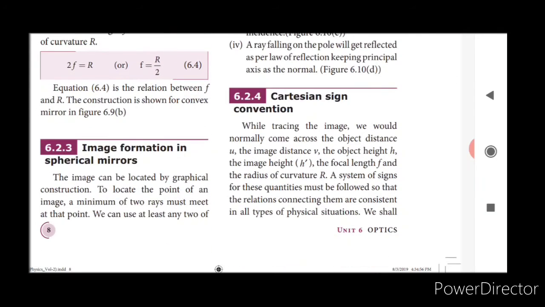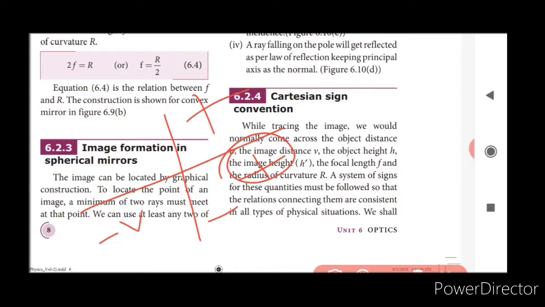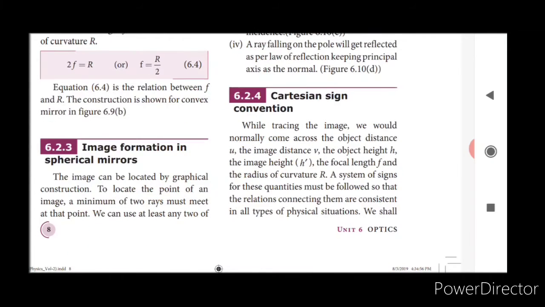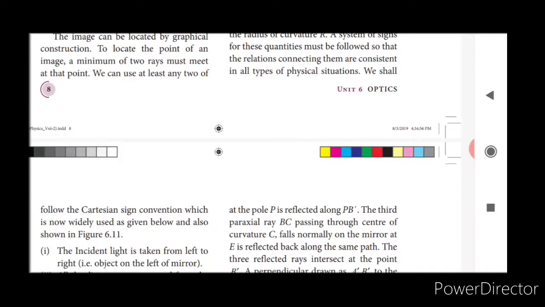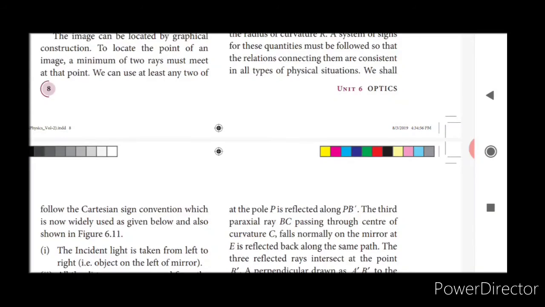Now we have to take the Cartesian sign convention. What is the Cartesian sign convention? You have to take the x-axis and y-axis. This one is the positive y-axis, this one the negative y-axis, this one the positive x-axis, and this one the negative x-axis. Whenever the image formation happens, whether we take the image as positive or negative, we have to decide with the Cartesian sign convention only.